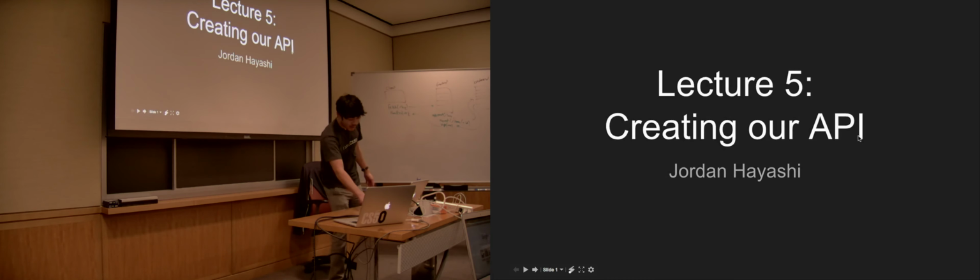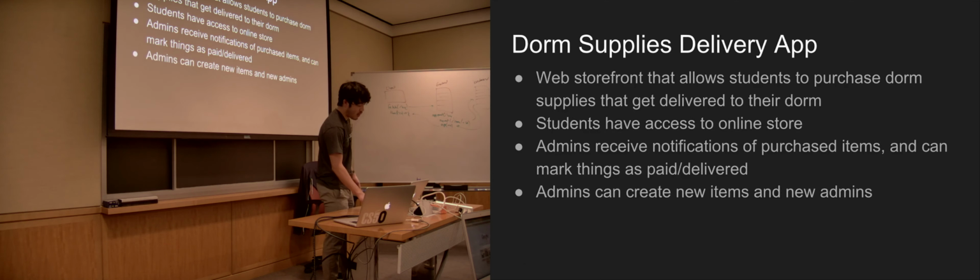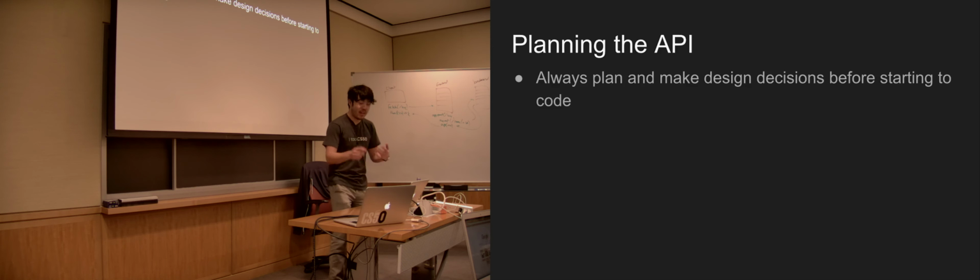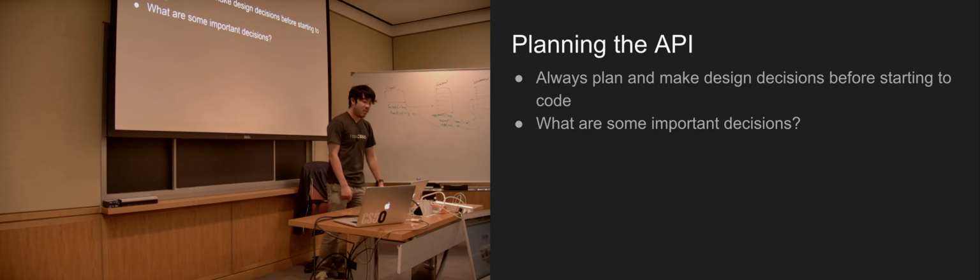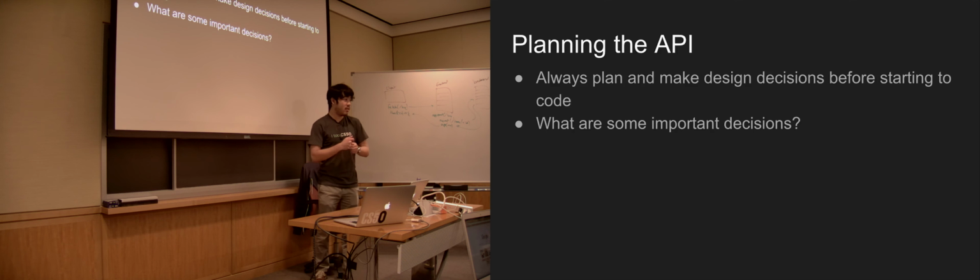All right, and then we began work on our API, the Crimson Coupon app. So these were two things we worked on. And how do we plan the API? What are some questions we might ask ourselves? Yeah, we should just plan everything first, hit a whiteboard. What are some important decisions we should make?